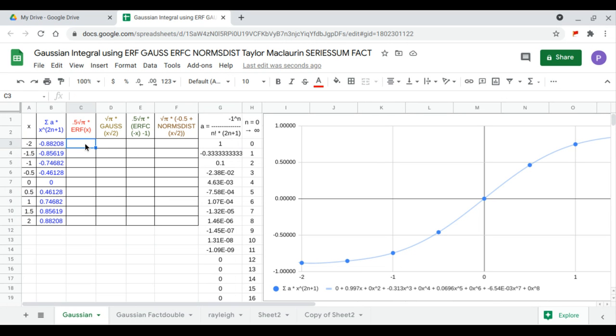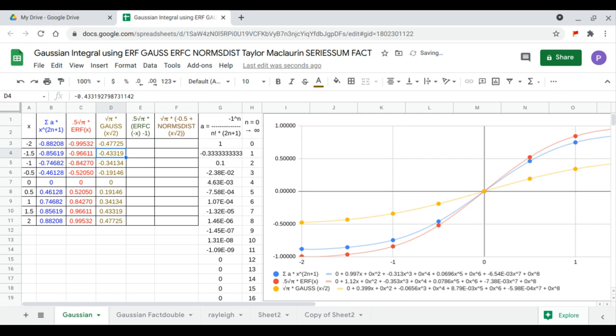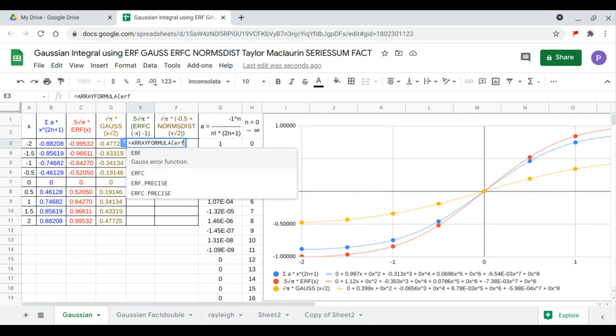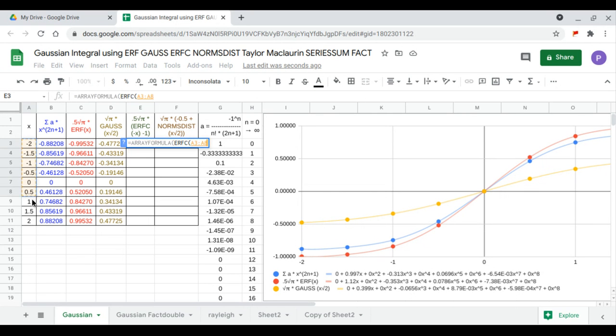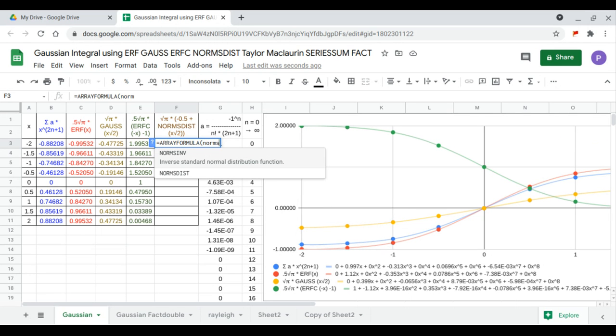We continue with the error function, which is equal to ARRAY formula ERF of the x values. And the Gauss function, which is ARRAY formula Gauss of the x values. And the complementary error function, ARRAY formula ERFC of the x values. And finally, the NORMSDIST, ARRAY formula NORMSDIST of the x values.